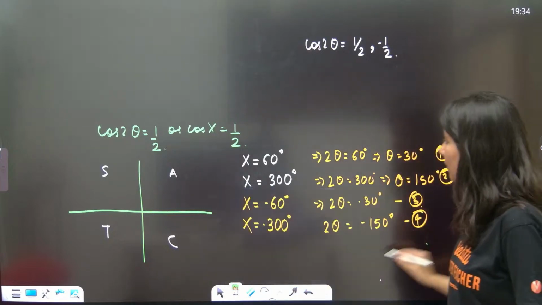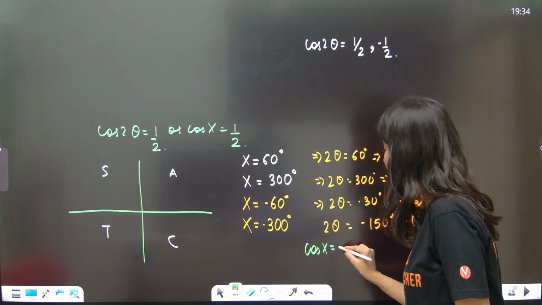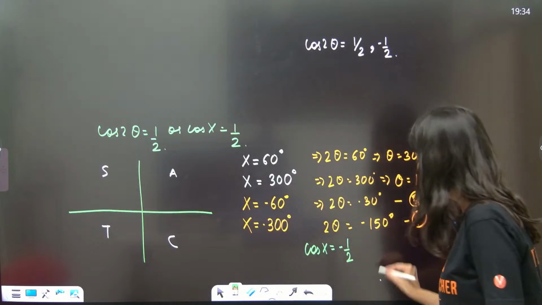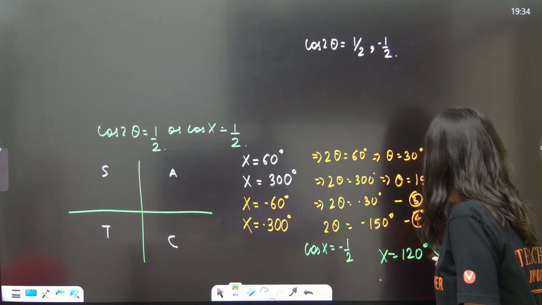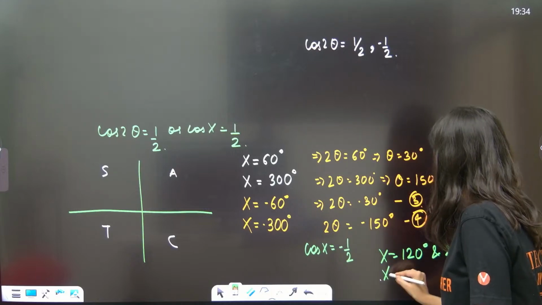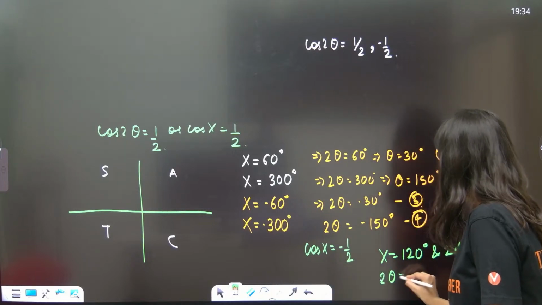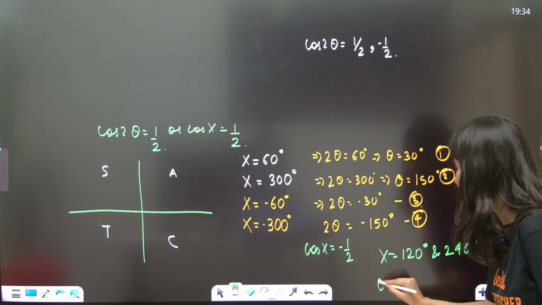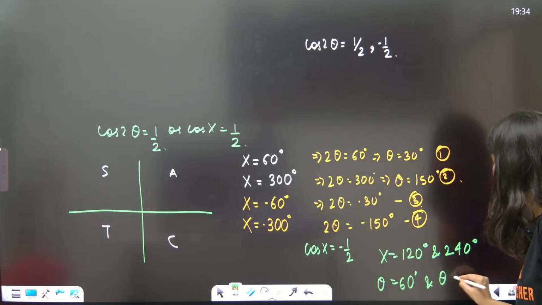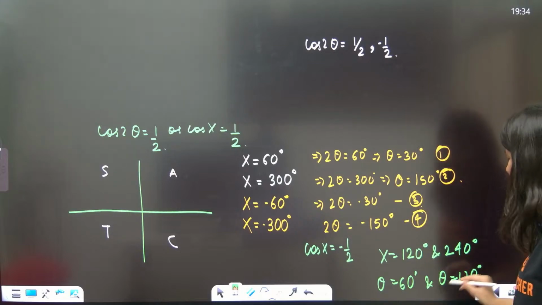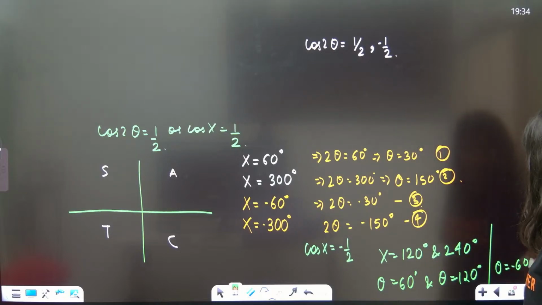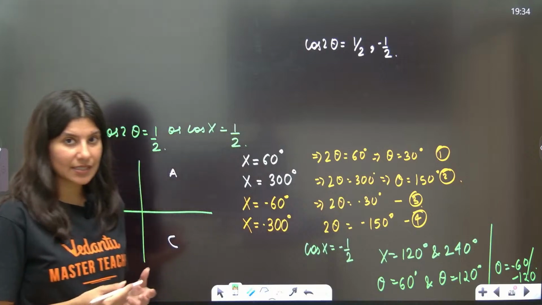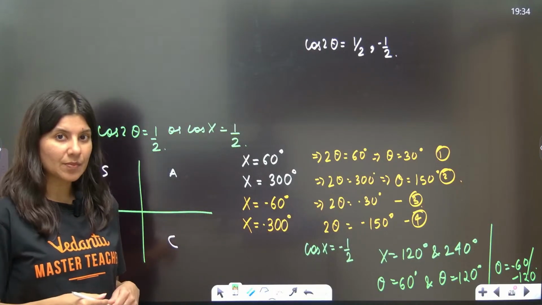Okay, now let's talk about when cos x is minus half. So now the angle will be in the second and third quadrant. So x will be equal to 120 degree and 240 degree. Correct. So 2 theta, can anybody tell me? 2 theta is 120. Now theta will be what? 60 degree. And theta will be 120 degree. So fifth and sixth, similarly, theta will be minus 60 and minus 120. So these are the angles: plus minus 30, plus minus 60, plus minus 120 and plus minus 150.